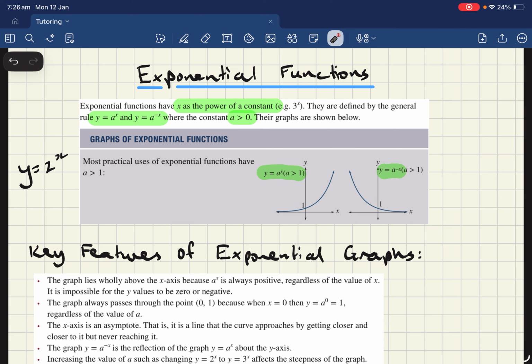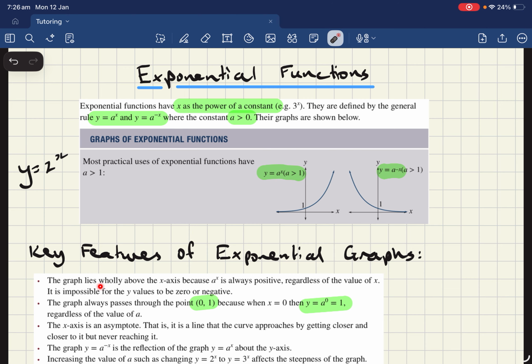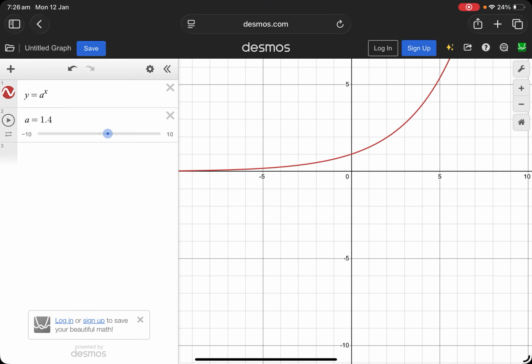Now, specifically when I have 2 to the power of 0, anything I have to the power of 0 equals 1. We learned that back in indices. So this second dot point, because something to the power of 0 always equals 1, graphs in this form that I've written up here will always pass through the point (0, 1). So this will always be the y-intercept of these graphs. Now, quickly going back to this idea of why it's impossible for the y values to be 0 or negative, I'm going to show you an example of this on Desmos.